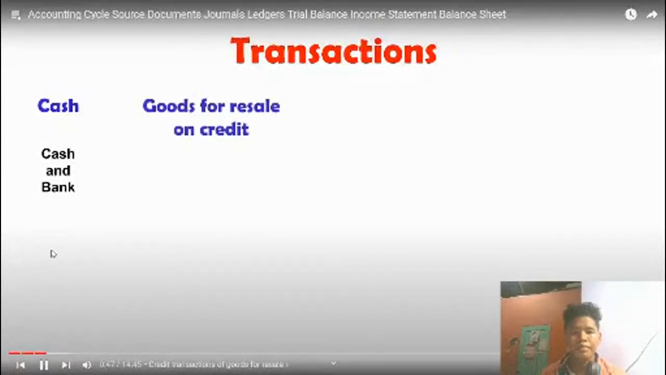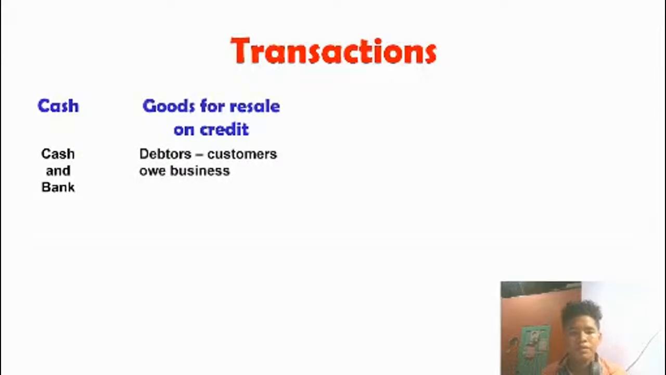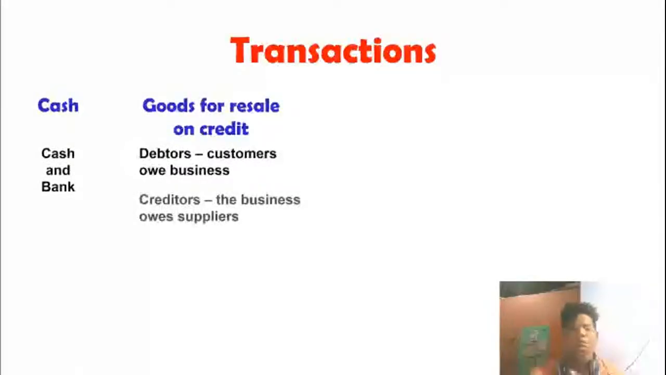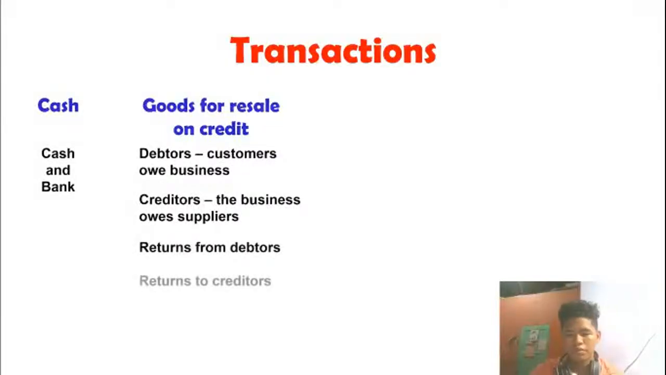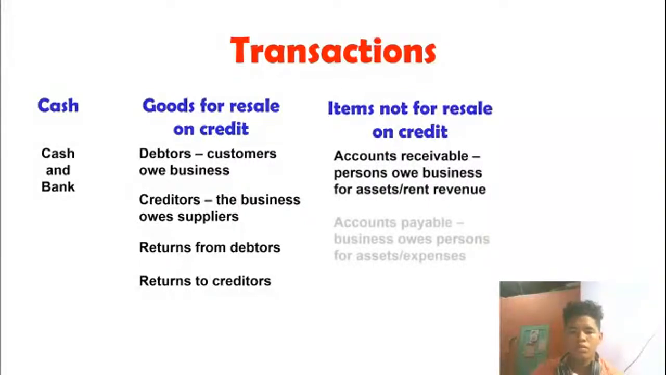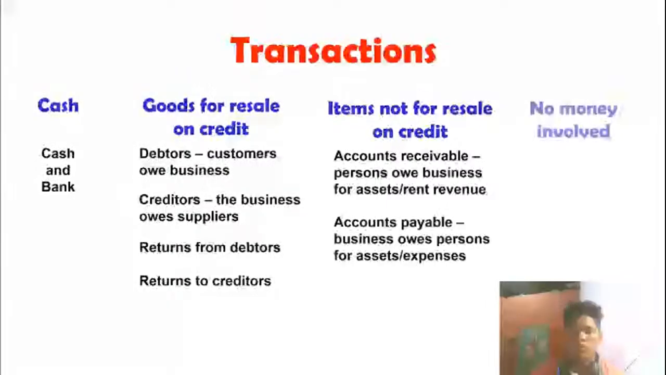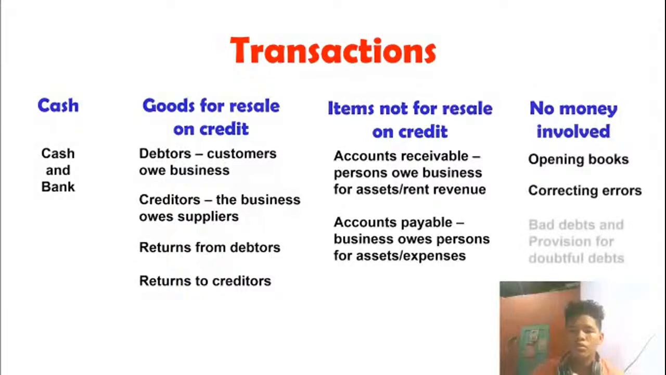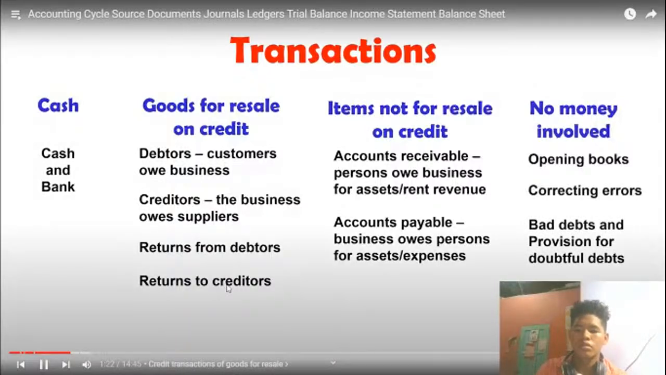For resale on credit: debtors, customers owe business. Suppliers, returns from debtors, returns to creditors. Items not for resale on credit: accounts receivable, persons owe business for assets, rent revenue. Accounts payable, business owes persons for assets, expenses. No money involved: opening books, correcting errors, bad debts and provision for doubtful debts, depreciation and provision for depreciation.